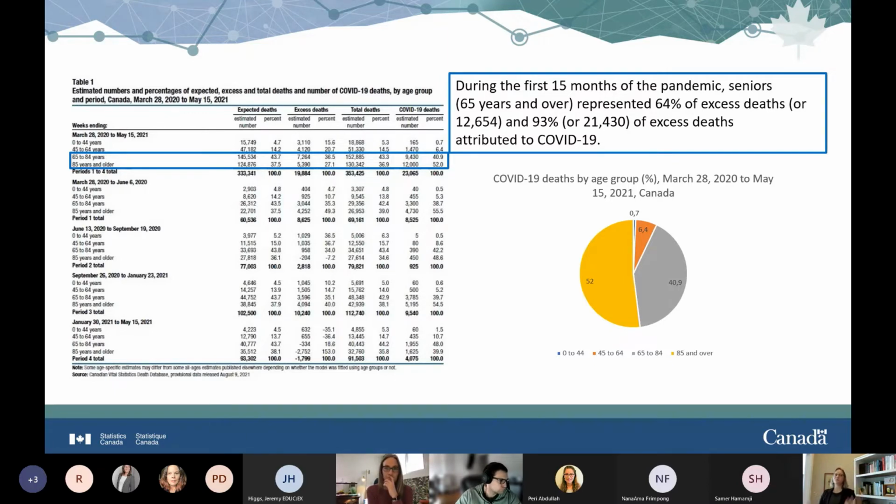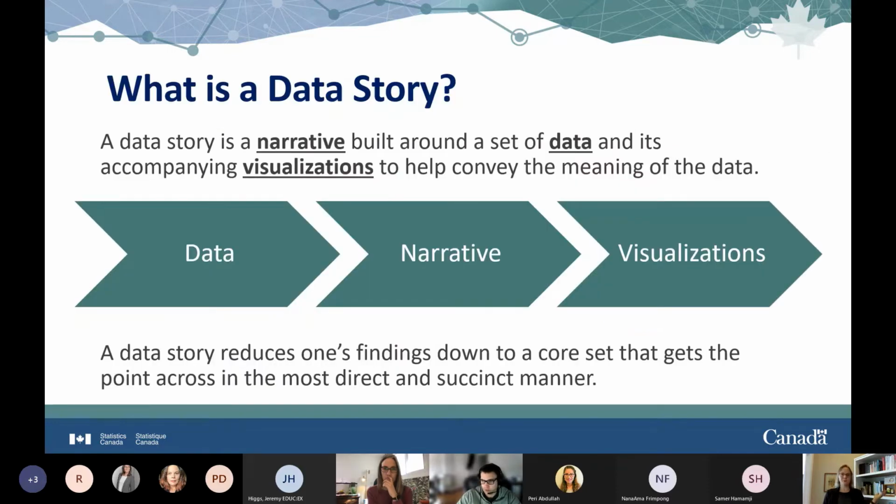So this is what we're trying to do: to pre-digest the information that we have created to communicate something to an audience. Okay, so what's a data story? A data story is a narrative built around a set of data, built around a set of tables, and its accompanying visualizations to help convey the meaning of the data.